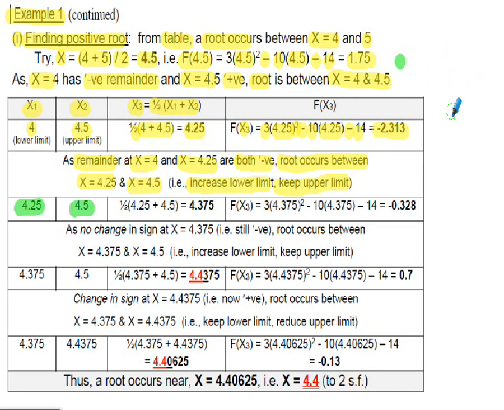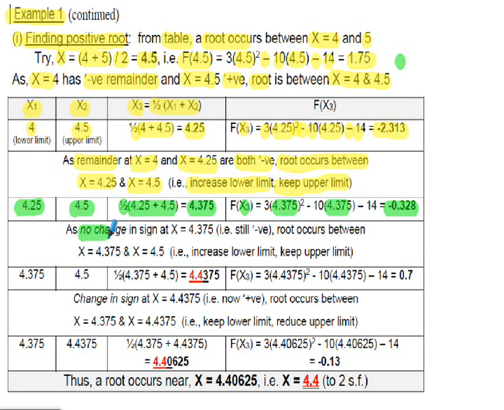All we do now is repeat the entire process as we did for iteration 1. So now we find the value of x3, which is a half of the x1 plus the x2, in this case 4.25 plus the 4.5. That gives a value of 4.375. We then put the value of x3 into our equation, our functional notation here. So put in 4.375 into the equation above. Working it out, we get a negative 0.328.